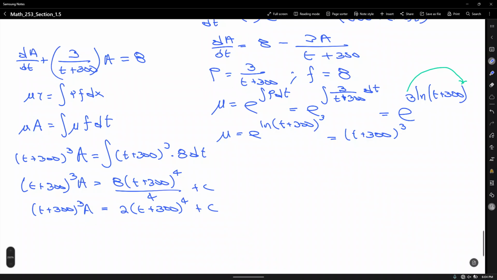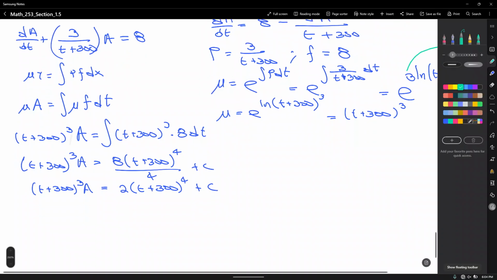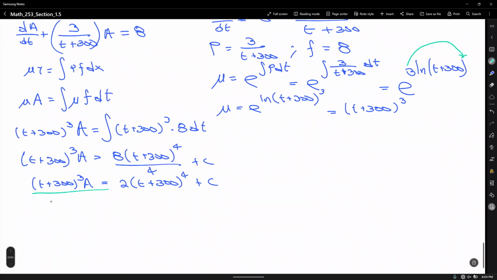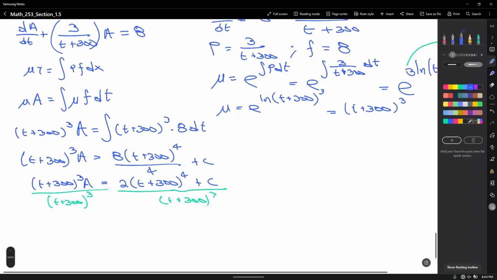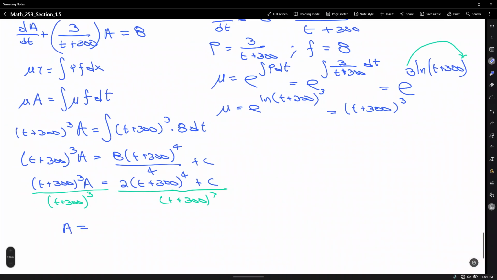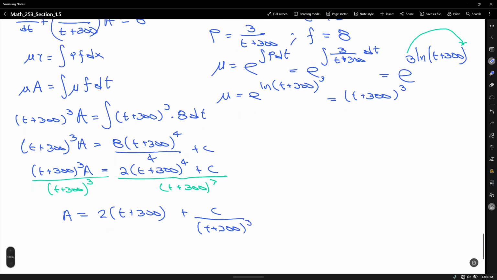And let's divide both sides by the quantity in parentheses cubed. And that should give us the result. That is, A equals 2 times (t plus 300) plus C divided by (t plus 300) cubed. But guys, this is only the general solution.